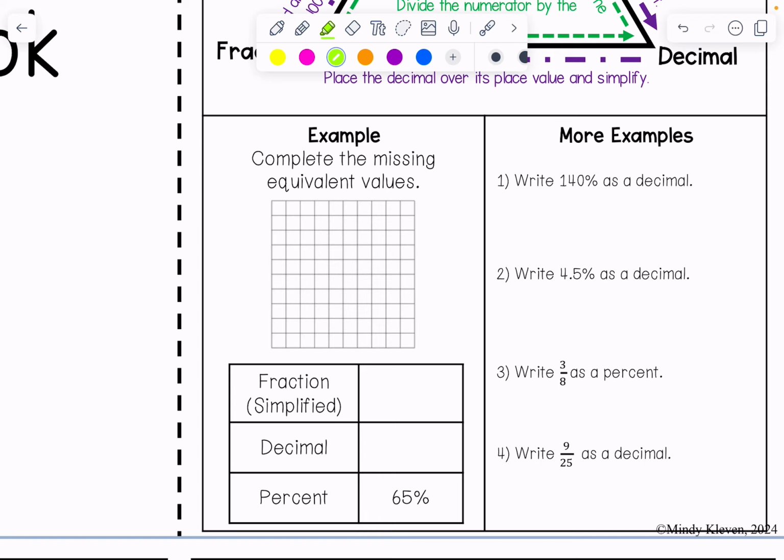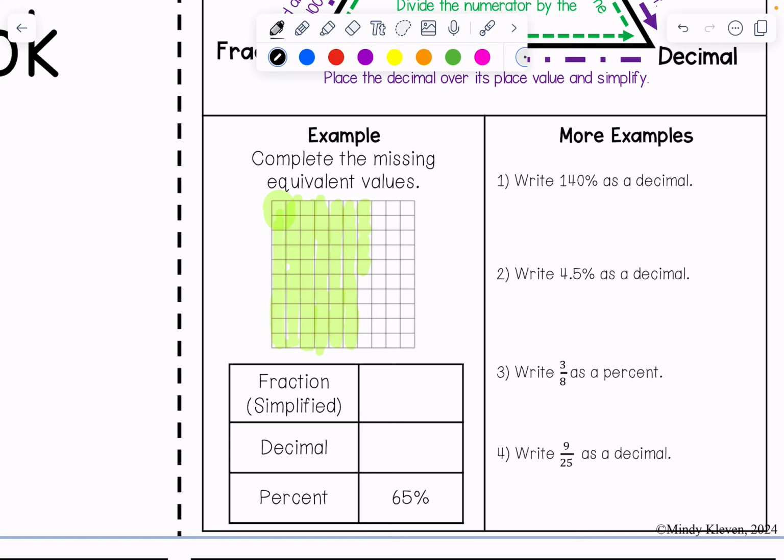All right, we have a 10 by 10 grid, which means there's 100 squares here. And we know that 65% means 65 per 100. And so that means out of these 100 squares, we're going to have 65 of them that are going to be shaded. So my coloring in here is not going to be perfect. But there's my 60. And then 1, 2, 3, 4, 5. All right, so I have 65 of those shaded.